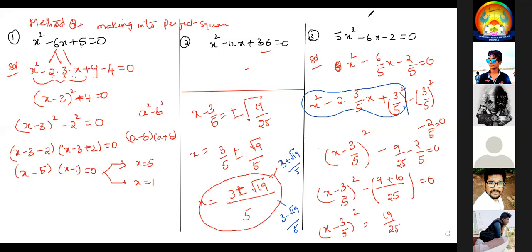First, keep the heading: making into perfect square, or completing the square method. I'll explain it again. Completing the square method, but I feel making into perfect square is better. Now I'm explaining. Those who understood can proceed. Those who have any doubts, just have a look. The first one I'm explaining again.